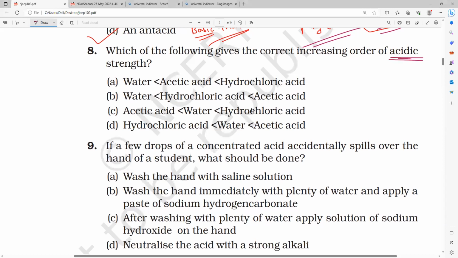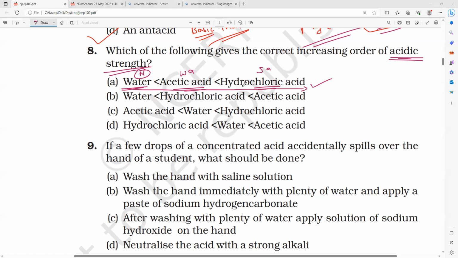Next, which of the following gives the correct increasing order of acidic strength? As acidic strength increases, pH value decreases. So according to that, you tell me, everybody, which option. Mr. Harisaras: Option A, water, acetic acid, and hydrochloric acid. Water is a neutral substance, acetic acid is a little bit weak acid, and hydrochloric acid is a strong acid. So it is the increasing order of acidic strength.